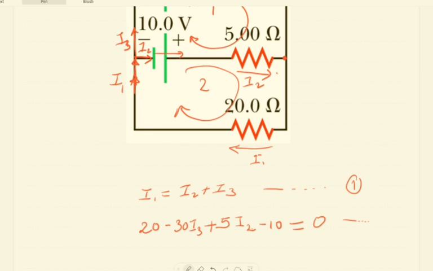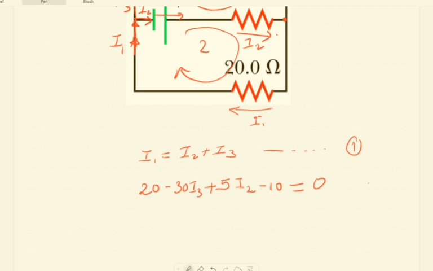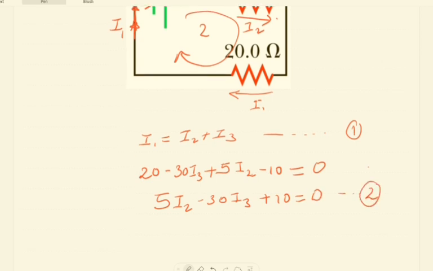Of course አንድ ስቴፕ ፋርደር መሄድ እንችላለን ወደኋላ ሲምፕሊፋይ ማድረግ ስለምንችል it would be easy. Now this thing is simply 20 minus 10, which is simply 10. In fact you can rearrange the whole equation into 5 I2 minus 30 I3 plus 10 equals 0. This is of course equation 2. ሁለት ኢኩዌሽን አግኝተናል። So what we need is another equation, ሌላ ሶስተኛ ኢኩዌሽን ካገኘን. So if you have 3 independent variables it will be easy to solve those equations.